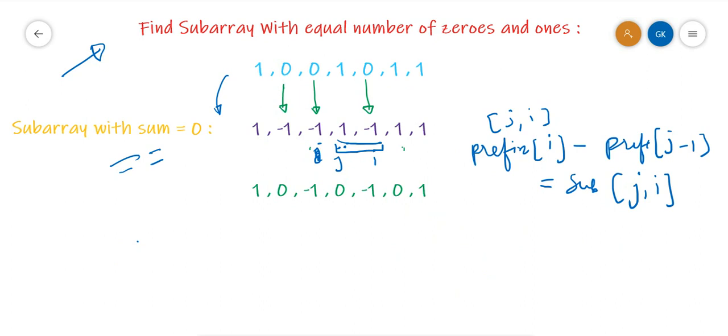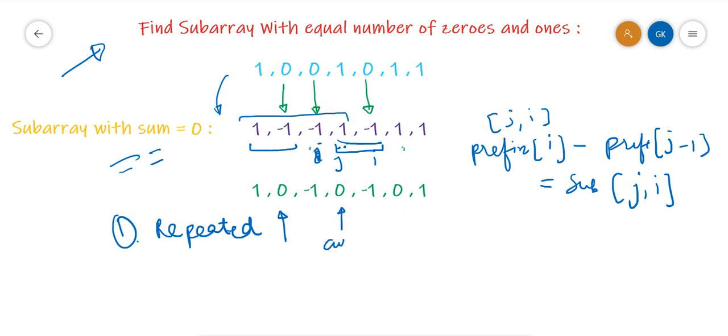So one condition is that the elements are getting repeated, and the other is that if we encounter a 0 in the prefix sum, that means the sum from the starting till that index is 0. Whenever we encounter 0, in the original array the sum of the subarray from the starting till the current index is equal to 0. So the second condition is 0 encountered.